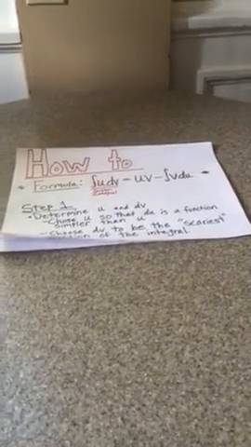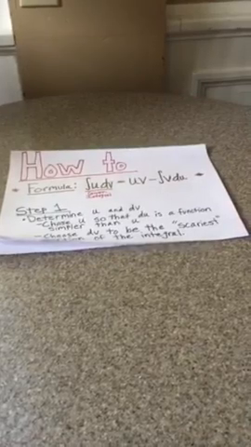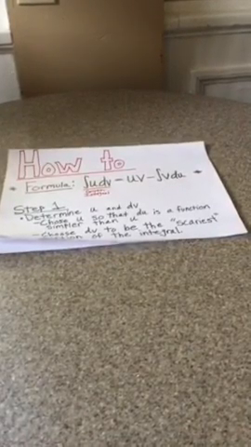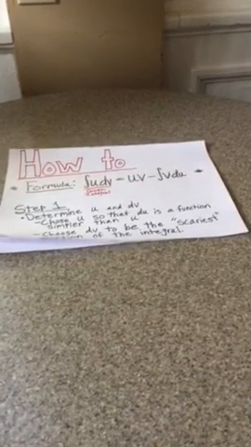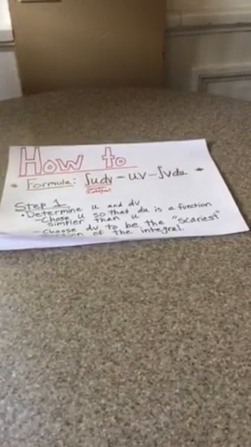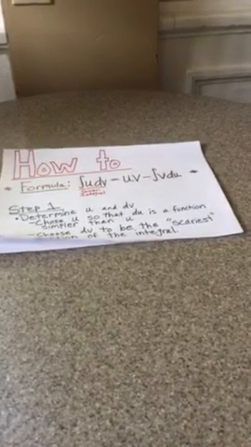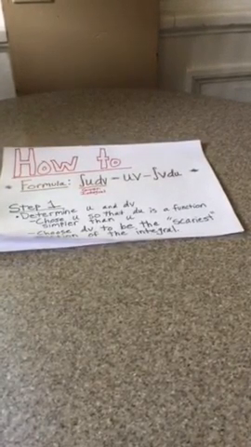How to. The formula for integrating by parts is the integral of u dv equals uv minus the integral of v du. Step 1. Determine u and dv. Choose u so that du is a function simpler than u. Choose dv to be the scariest or the most difficult portion of the integral.